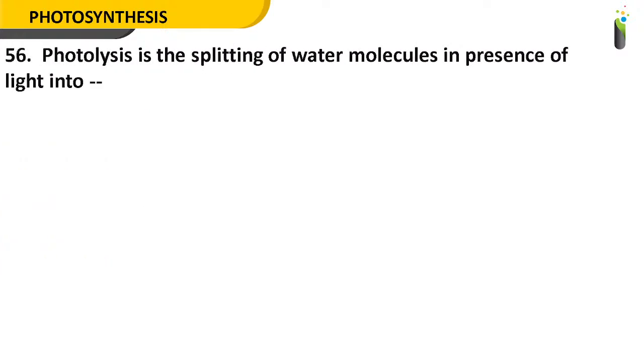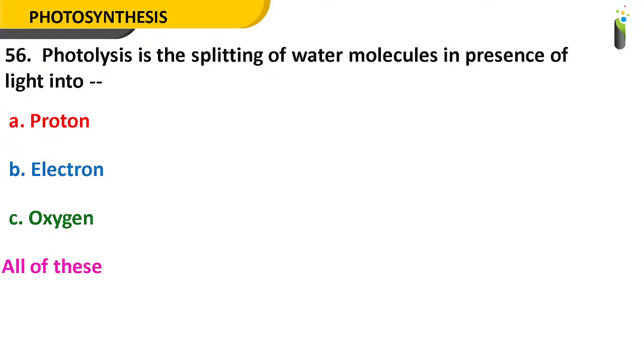Question number 56. Photolysis is the splitting of water molecules in presence of light into dash. And your options are A. Proton, B. Electron, C. Oxygen, D. All of these. This is a slightly confusing question.